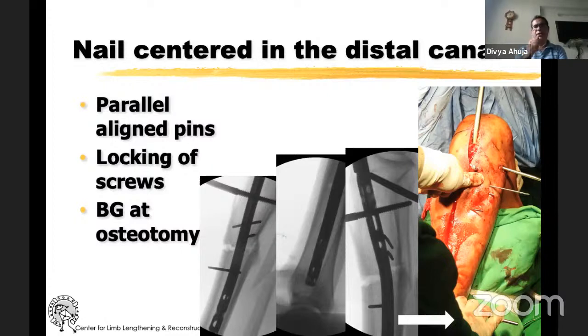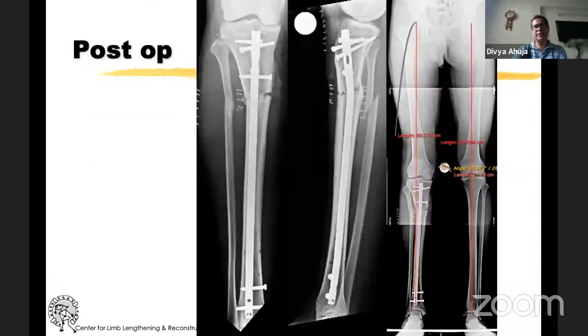With the cookie cutter, we got some cancellous bone, which was then inserted at the osteotomy. And these are the post-op X-rays showing the alignment as planned. The HKA there is 182, which is probably from the distal femur. The MPTA here is 88.